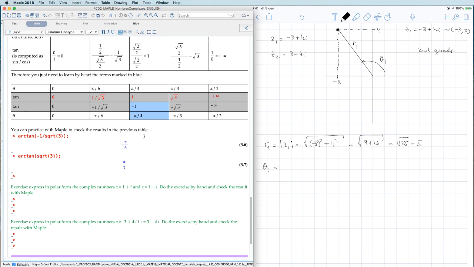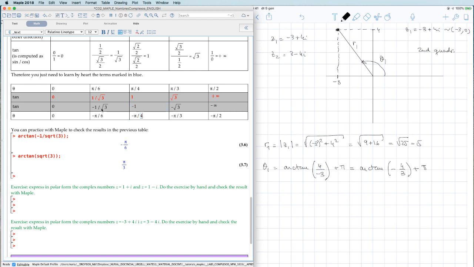Now the argument, so it's going to be the arctangent of b over a. But we know that we are in the second quadrant, so what we are going to obtain is this other angle if we use the arctangent, so we have to add pi to move it from the fourth to the second quadrant. Okay? So what we do is we add pi to this arctangent: arctangent of minus 4 divided by 3 plus pi.